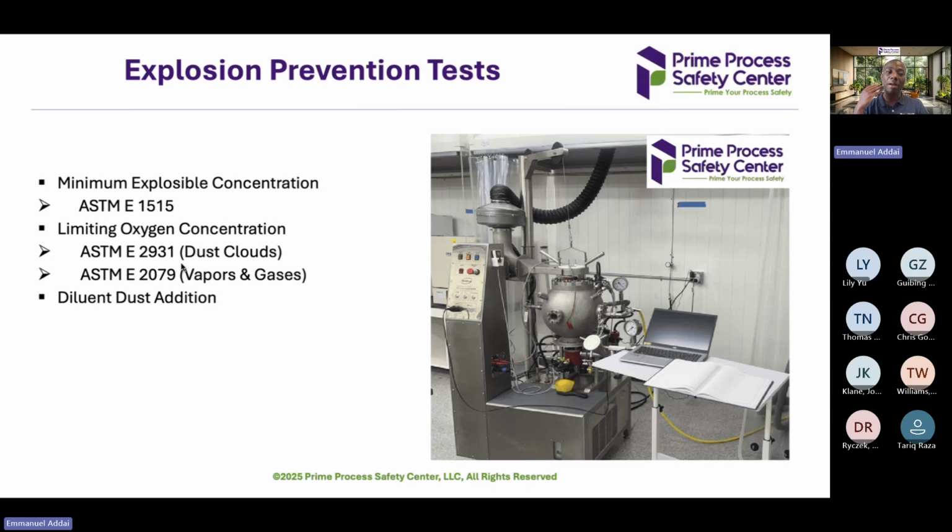So I always need to have the mindset: how can I prevent this explosion? There are some tests that we need to do to confirm how we can actually prevent this kind of explosion in the various industries. The first thing here is I need to know the concentration. What is my minimum explosive concentration, which is the least amount of dust cloud in the air that would actually propagate flame? I also need to know the oxygen concentration and the dilution of dust addition, if I'm having a hybrid atmosphere. I will be discussing this soon.